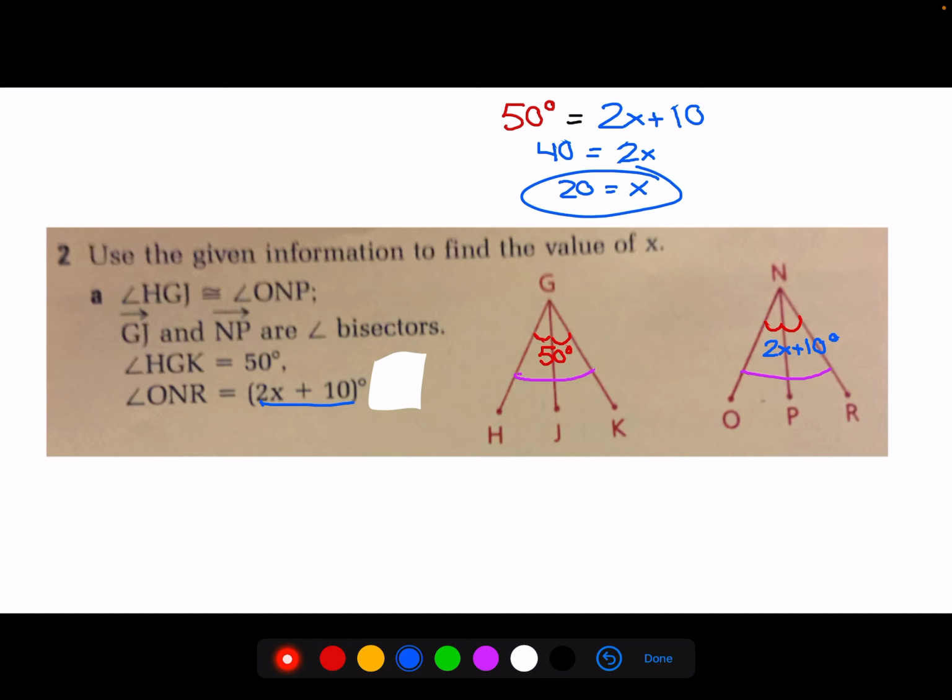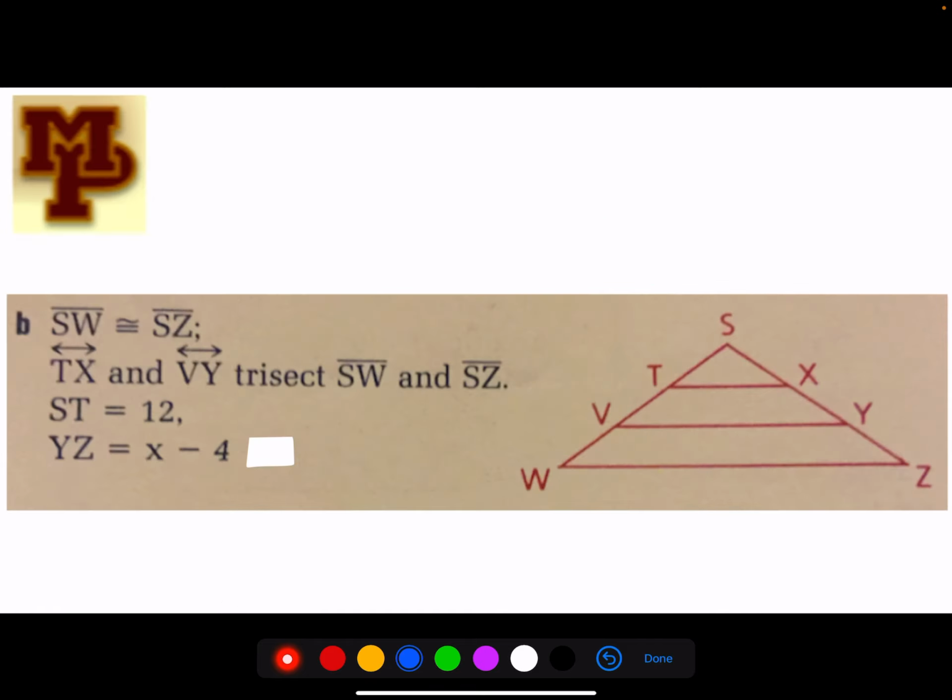All right, go ahead and pause the video if you'd like and try out this next problem on your own, and then unpause it whenever you get stuck or whenever you finish. So for this one, we know that SW is congruent to SZ. So this purple segment here is congruent to this purple segment here. I know that lines TX and VY trisect SW and SZ. So if it's trisecting it, it's cutting it into three equal parts. So I'm cutting this purple segment into these three green equal parts.